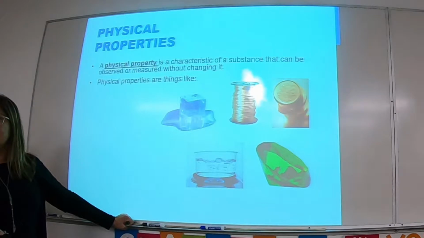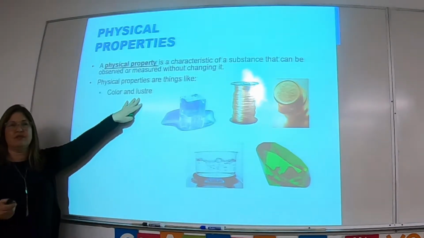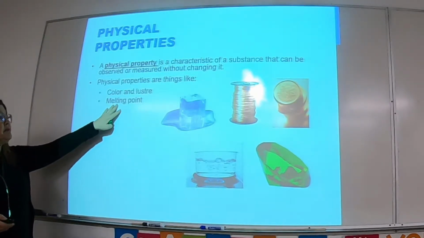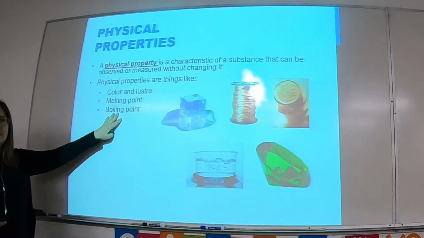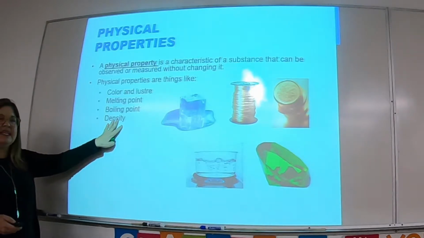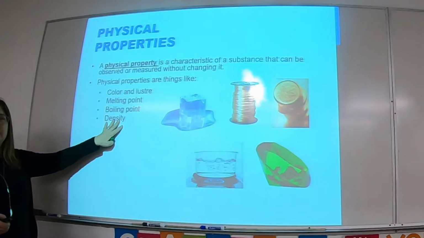Physical properties are things like color and luster, so the shine, whatever color it happens to be. Melting point, at what point it melts. The boiling point, at what point it turns into a gas. The density. So density is how much mass is present in a specific volume.